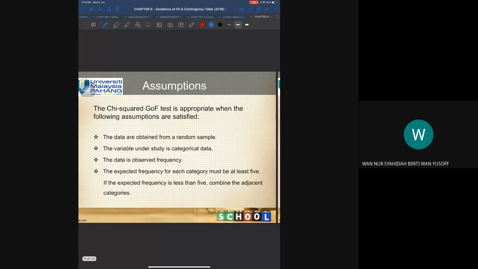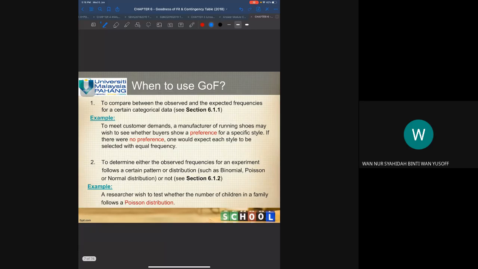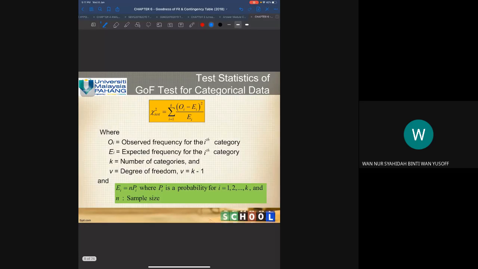So that one we will discuss later. Okay. So when to use: when we need to compare between observed and expected frequency for a certain categorical data. And the second one, to determine whether the observed frequency for an experiment follows a certain pattern or not. Okay, that's 6.1.2.